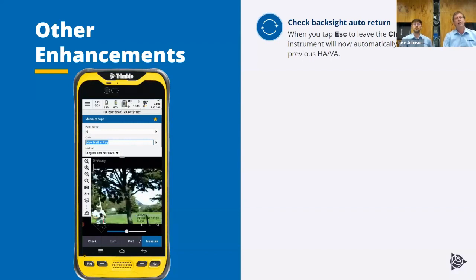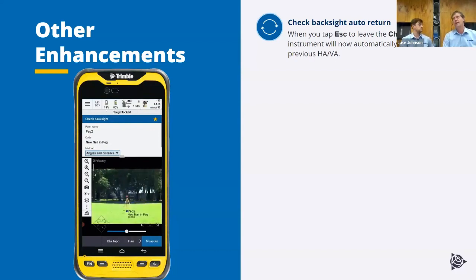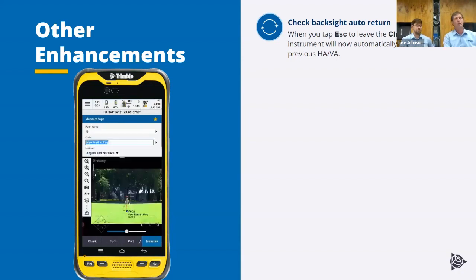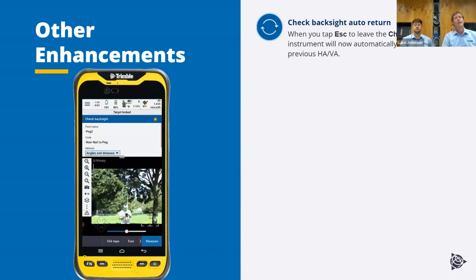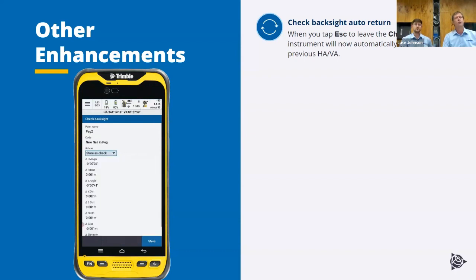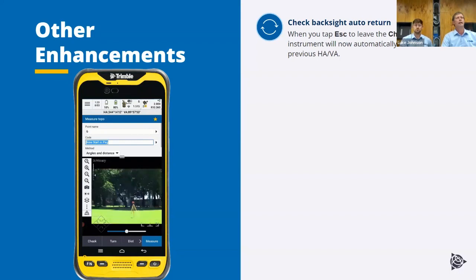So we've added a check backsight auto return. This is something we've never done before. Interestingly enough, we never really thought to do it until recently, when customers asked us to. As soon as those requests came through, we thought, hey, that makes complete sense. Let's do it. So now when you check to your backsight, if you've turned to your backsight, then after closing the check backsight form, we'll automatically turn back to where you were previously. So just one little way to streamline checking your backsights.